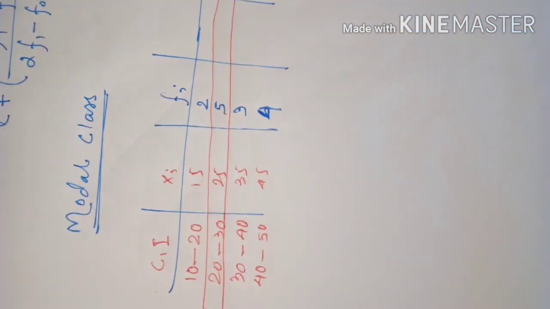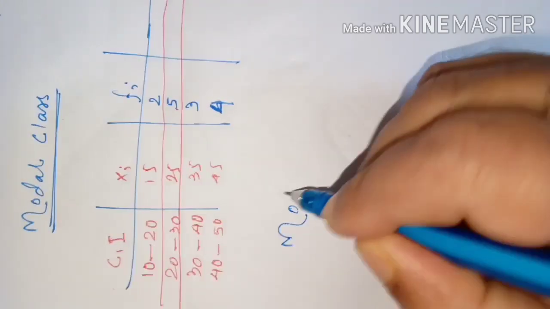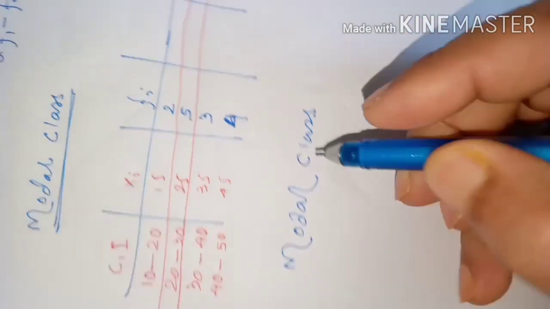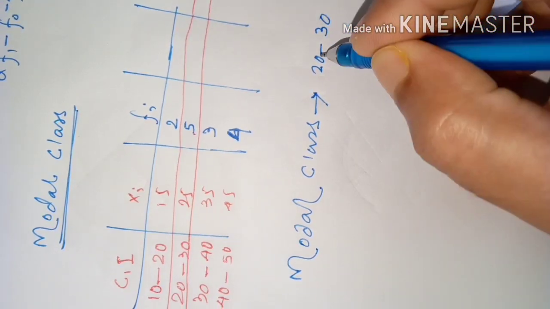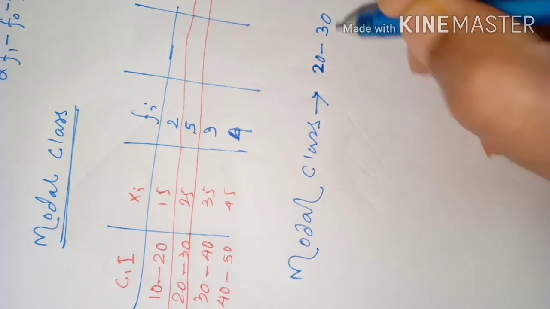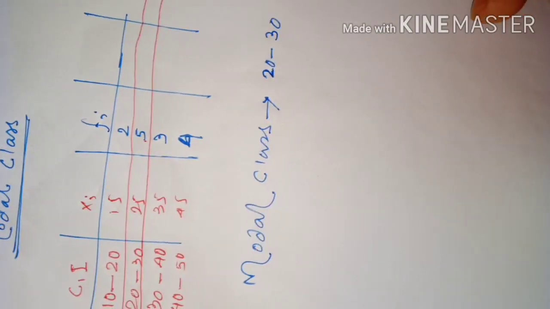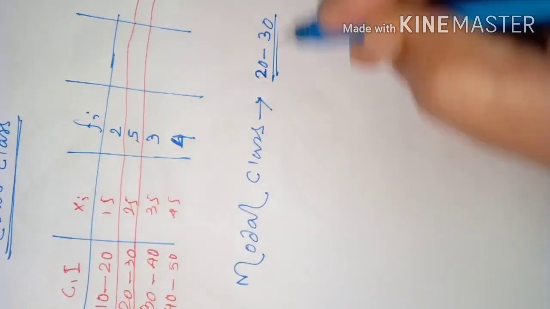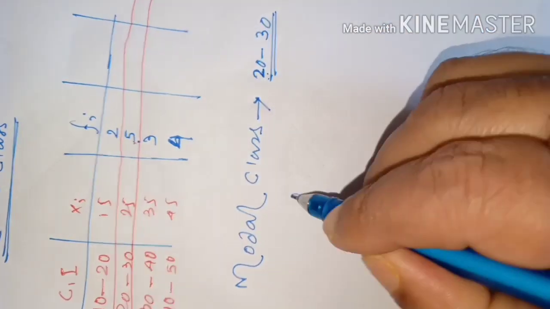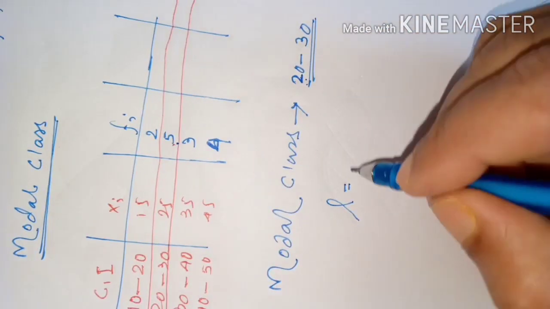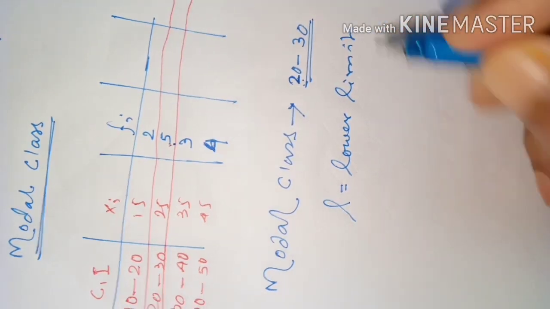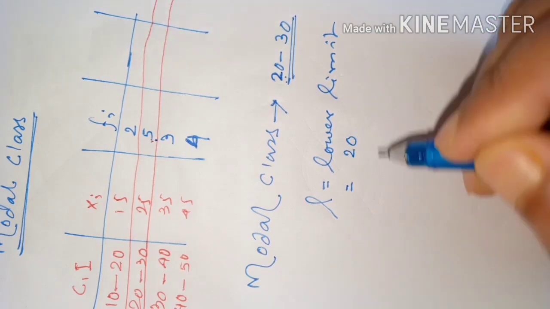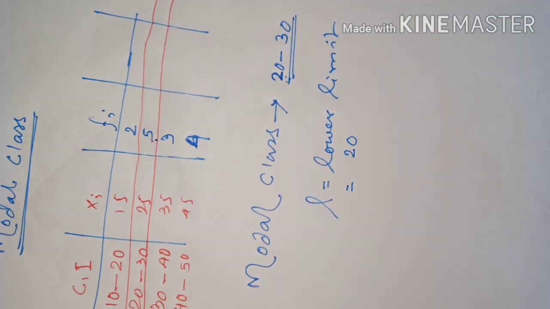So here the model class is 20 to 30. Since the model class is 20 to 30, and the highest frequency is 5, this value 20 is the value for L. L stands for the lower limit of the model class. Lower limit is equal to 20.